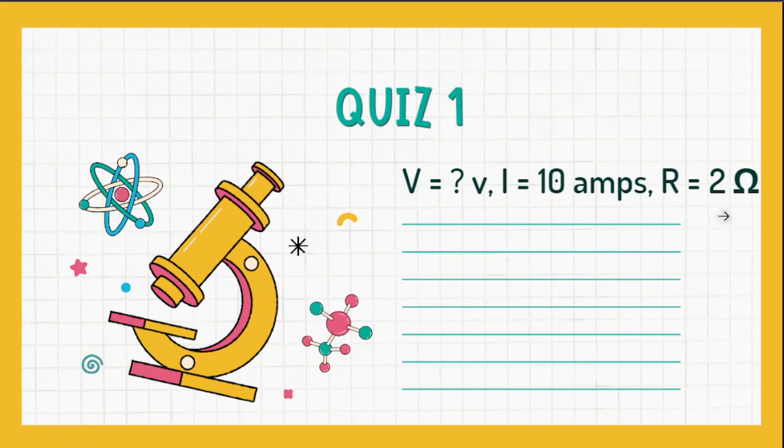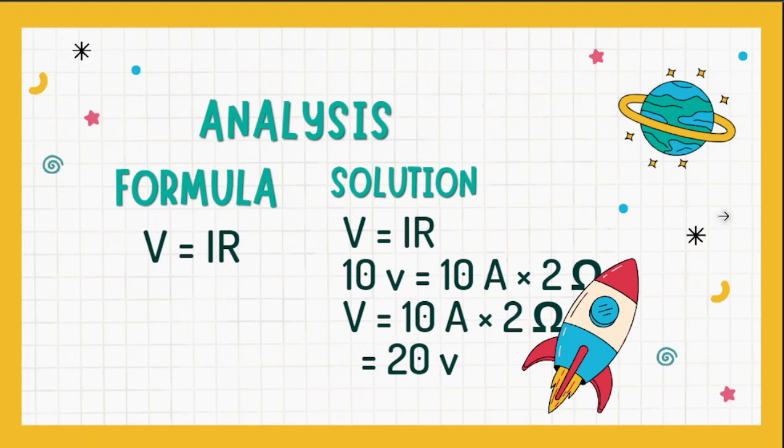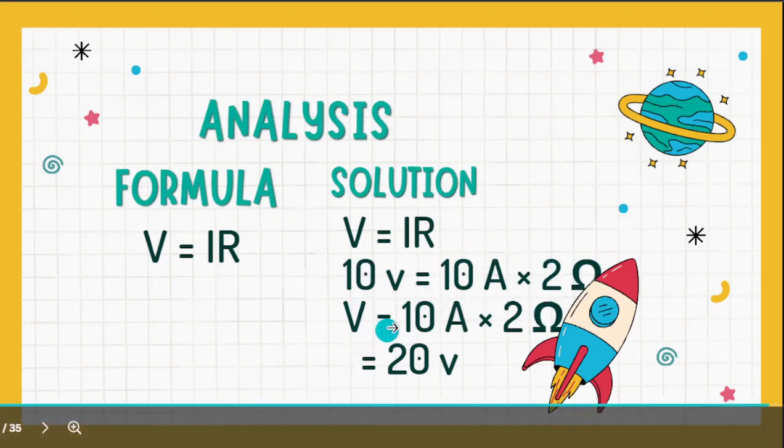See, now we have seen the question. Now let's analyze it. We have the formula V is equal to IR. So voltage is equal to, here actually this 10 mustn't be written, it was written by mistake. So voltage is equal to 10 amperes multiplied by 2 ohms, which is equal to 20 volts. 20 volts is going to be the answer.